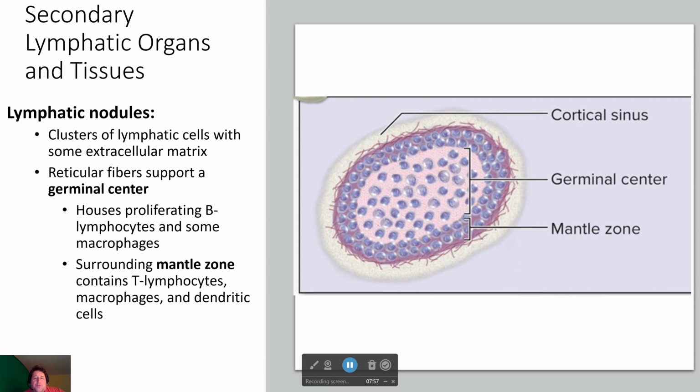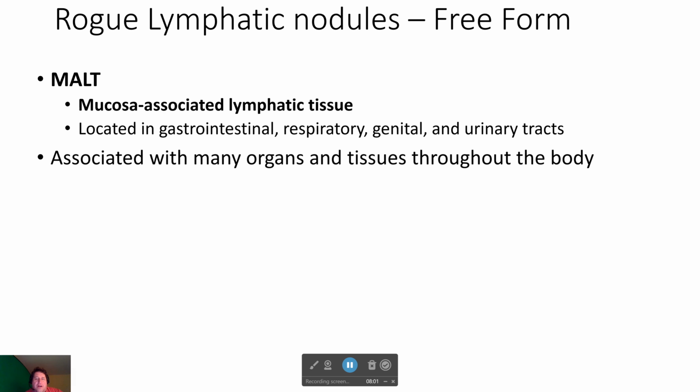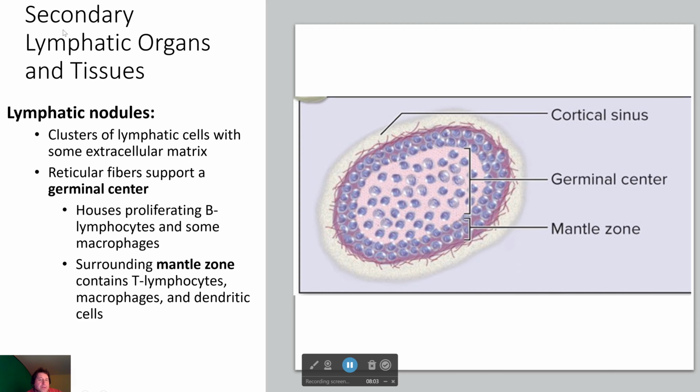They're in little centers like this that have a coating around them. This is called the lymphatic nodule. Reticular fibers support a germinal center. In the center here is where the cells that proliferate, those white blood cells, those leukocytes we were just mentioning, are, and that's where they proliferate. Germination is when cells grow.